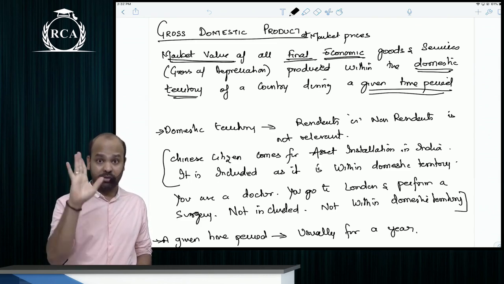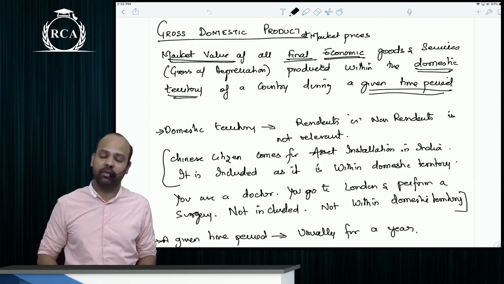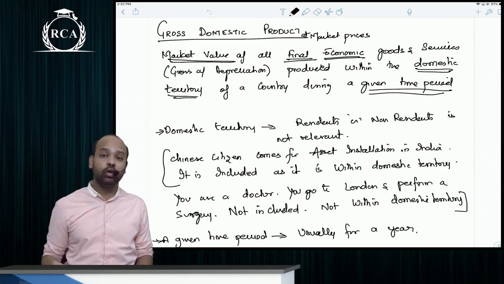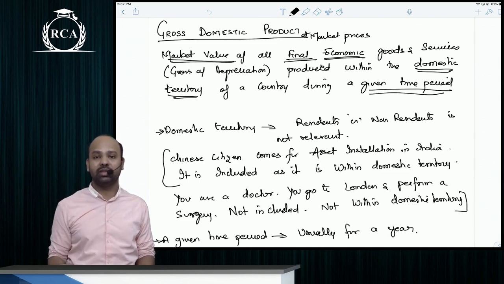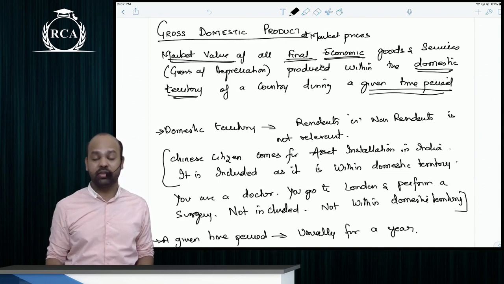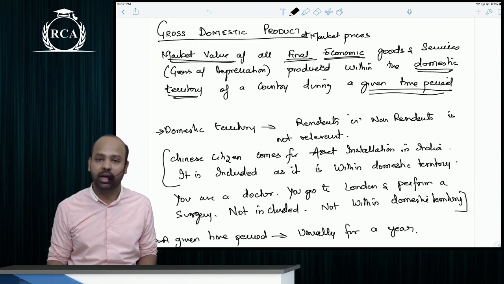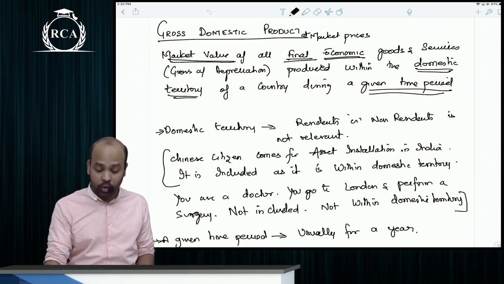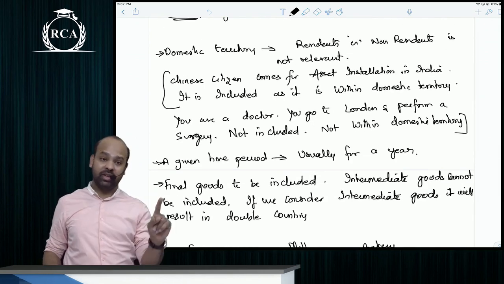So you should know the definition of gross domestic product at market prices. Final market value of all economic goods and market value of all final economic goods and services produced within the domestic territory of a country during an accounting year. Now guys, domestic territory is important.